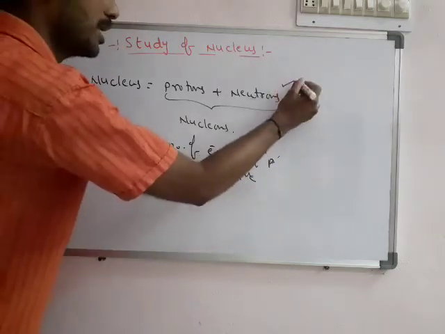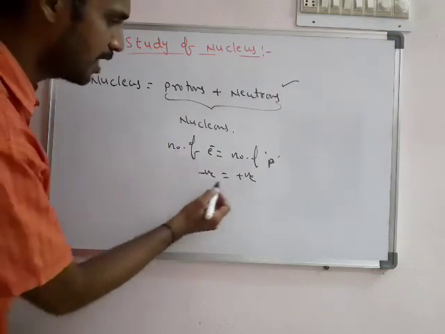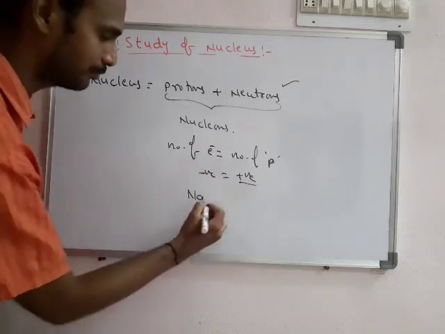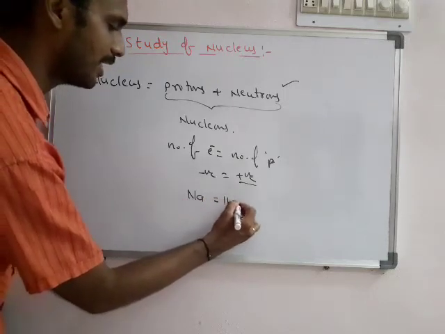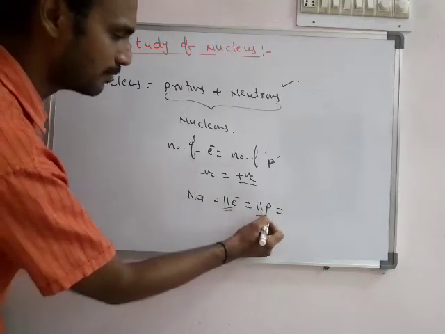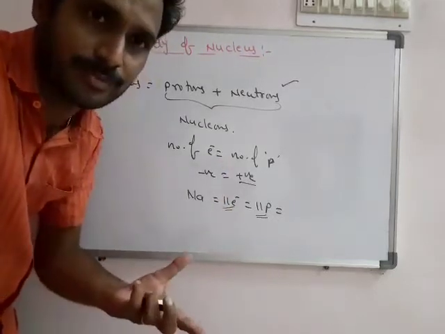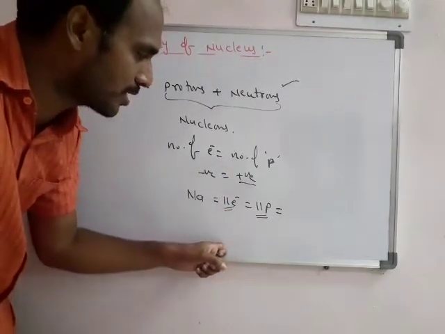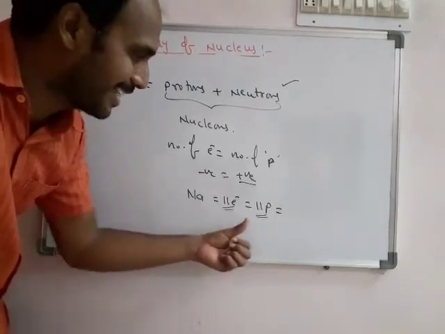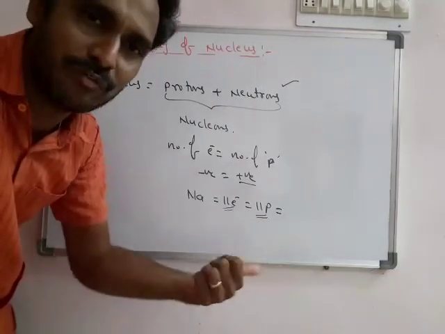But there is no fixed number of neutrons. For example, let us take the sodium atom. It has 11 electrons and 11 protons. So how many neutrons? Since there are 11 electrons and 11 protons, it is not compulsory that the neutrons are also 11. The number of neutrons does not at all depend on the number of protons and electrons. It may be equal to the number of protons, or it may be different.